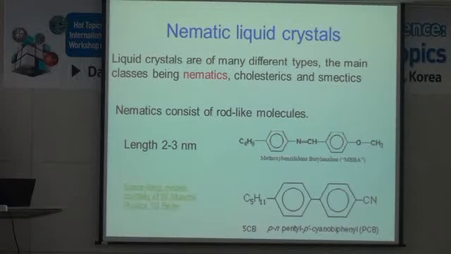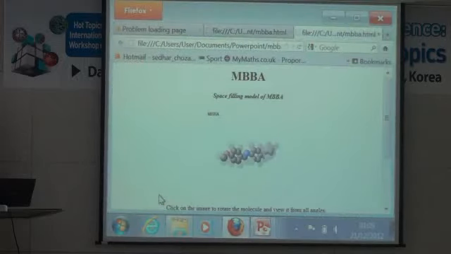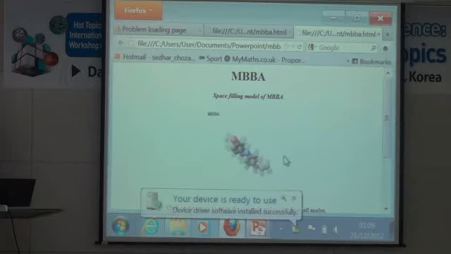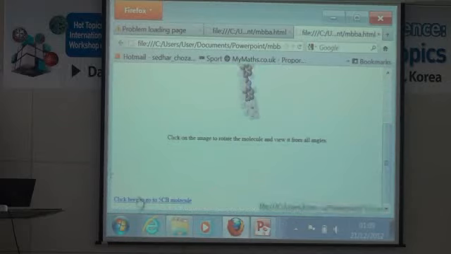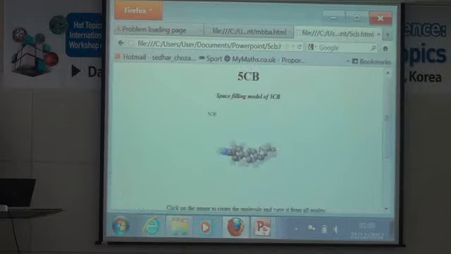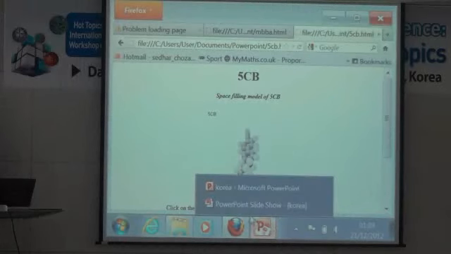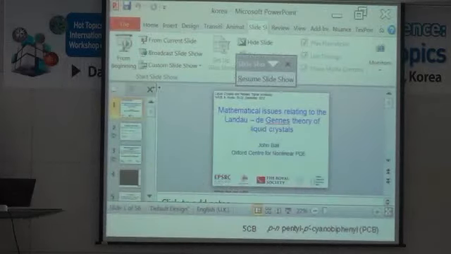I was interested when I went to the internet and found some space-filling models of these molecules, because they don't look quite like I expected. You know, they're not exactly rods, are they? And here's 5CB. Even less like these special rods than I thought. So these are space-filling models which are supposed to represent what the molecule actually looks like.